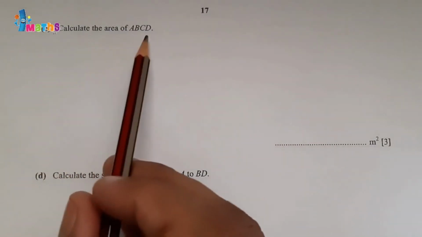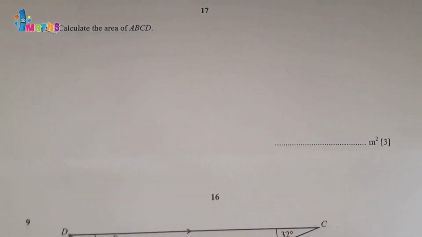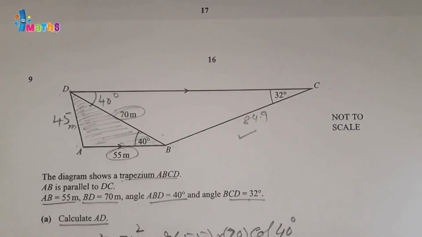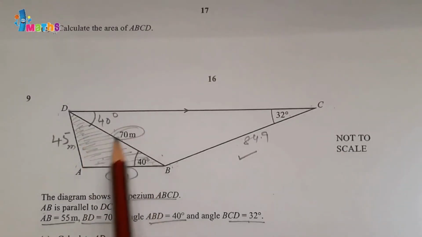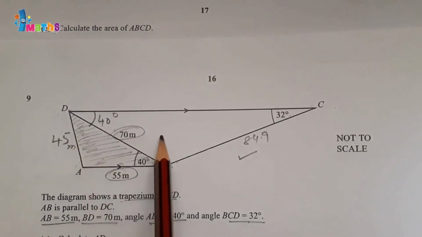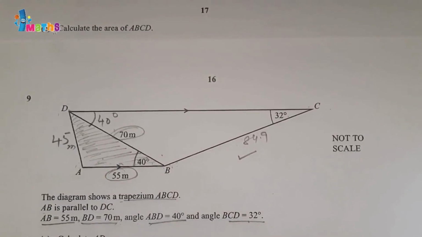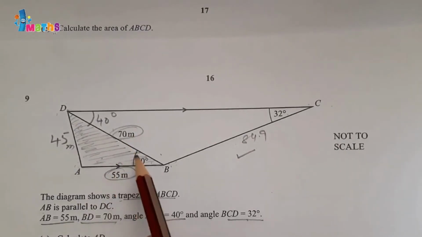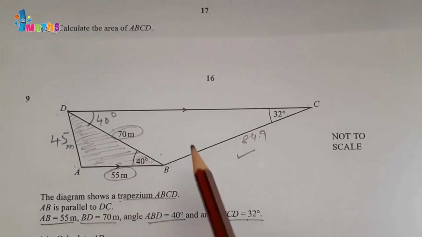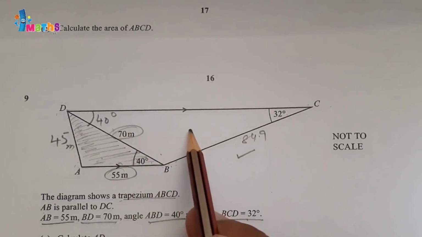Part C, calculate the area of ABCD. If you check the drawing provided, this was the provided drawing ABCD. So we can split this drawing into two triangles. One is the shaded one, the other one is unshaded one. For shaded one, we will apply sine formula for area of a triangle, and this will be these two lengths and sine of this included angle, and then we will apply the same for the unshaded triangle one by one.